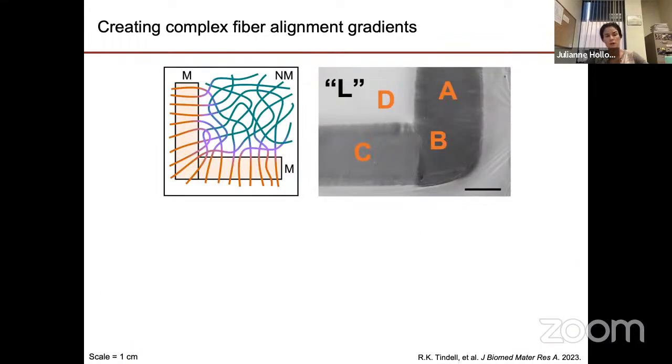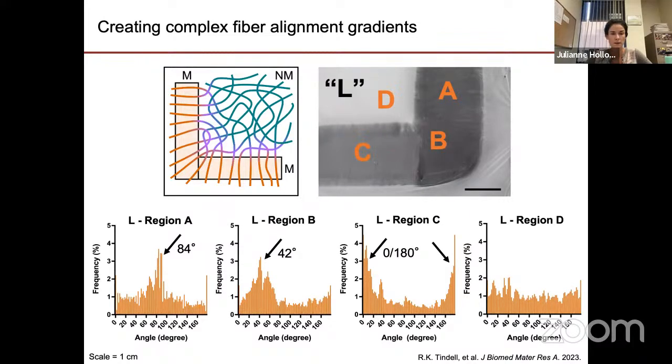Lastly, we wanted to look at more complex fiber alignment gradients. So here we placed the magnets in an L configuration, and you can see here we looked at the fiber alignment frequency as a function of angle in each of these regions, A, B, C, and D. A is primarily horizontally aligned fibers, C is primarily vertically aligned fibers, and you can see that the angles where the highest frequency is are 180 degrees apart from each other. What's interesting is that in this B region, you see that gradual change between A and C. So you see that peak slowly shift from around 84 degrees in region A, where the maximum peak is, to around zero or 180 degrees in region C.